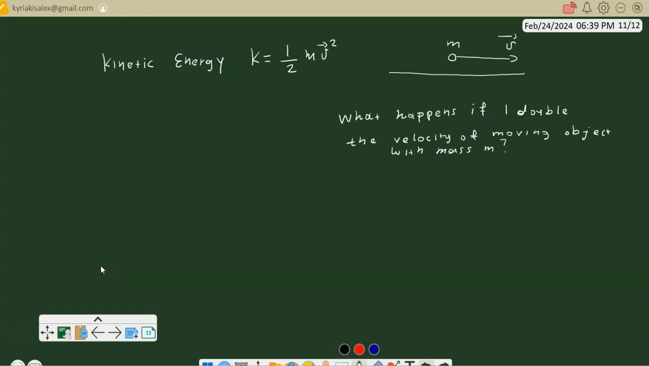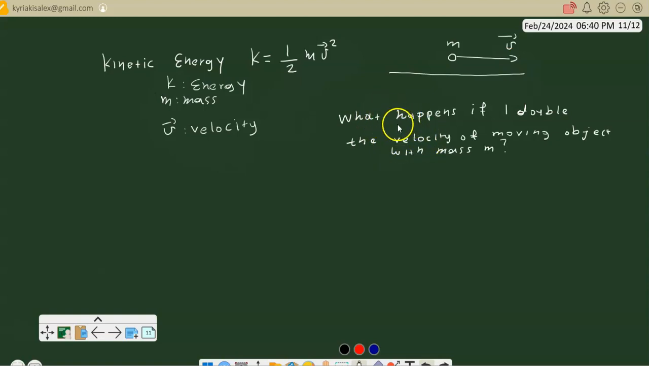This is a physics-related problem. We know that the kinetic energy is given by this formula over here, a half times the mass times the velocity squared. So m is the mass, k is the energy, and v is the velocity of the moving object.